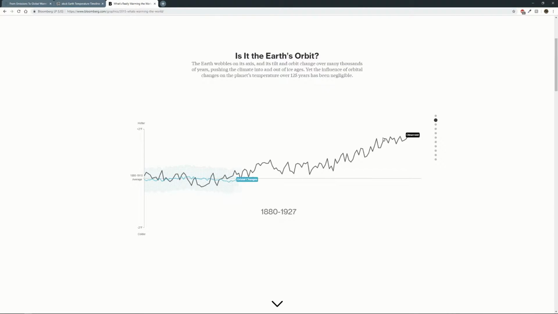So let's start with the Earth's orbit. The Earth wobbles on its axis, and its tilt and orbital change over many thousands of years, pushing the climate into and out of ice ages. Yet the influence of orbital changes on the planet's temperature over 125 years has been negligible, shown by this blue color down here. Well, is it the sun? The sun's temperature varies over decades and centuries. These changes have little effect on the Earth's overall climate so far. So the sun doesn't seem to have any effect either.